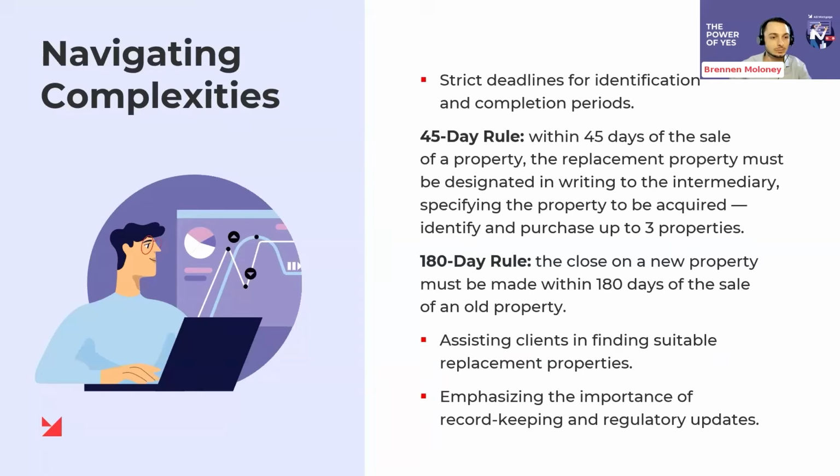And so, what happens if they did not identify the property within the first 45 days, but they do still close within the 6-month period? Again, based on my research, it appears that they would be liable for the capital gain taxes. So this whole 1031 exchange process is essentially a lot of paperwork.